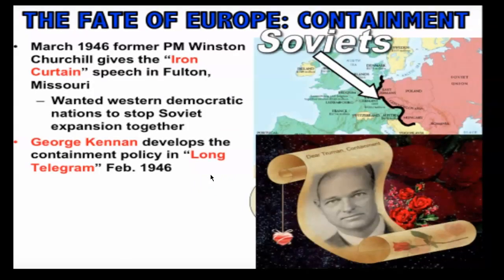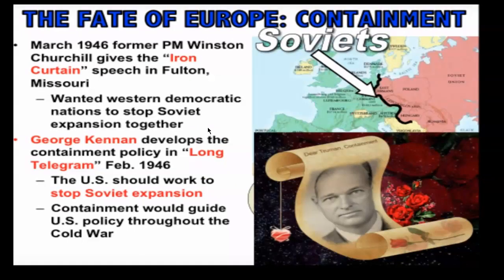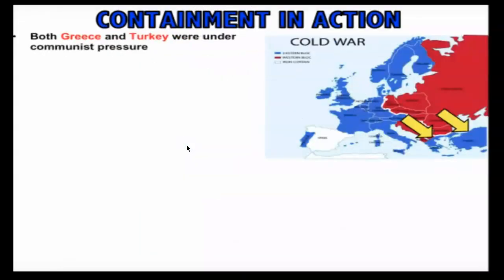We talked about George Kennan in class. He was the ambassador to Russia who first used the word containment and called on the United States to adopt a containment policy. He did so in his long telegram that he sent from Moscow back to Washington, D.C. in 1946. Kennan said that the United States should work to stop Soviet expansion. We were not going to defeat it. And the containment policy would guide U.S. policy throughout the entire Cold War, all the way up to its ending in 1990.